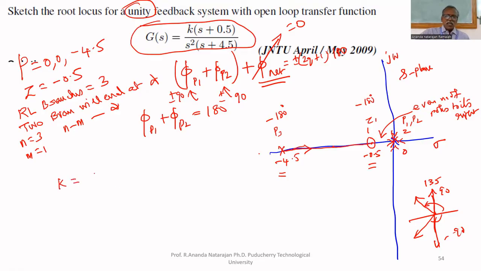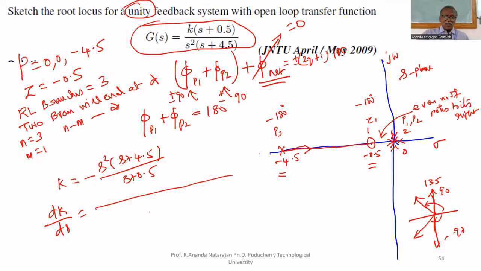K equal to what? K equal to minus (s square plus s plus 4.5) divided by (s plus 0.5). This is K. What is dK by ds? You can say there is no breakaway point by finding this only. Mathematically, we have to prove that there is no breakaway point. dK by ds equal to what? (s plus 0.5) whole square, s plus 0.5.